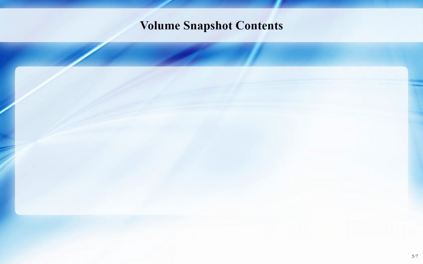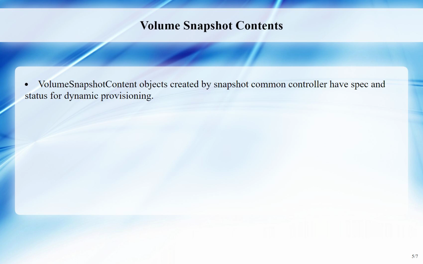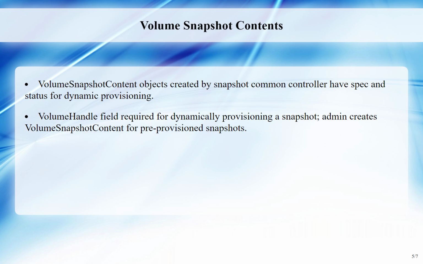Volume snapshot contents. Each volume snapshot content contains a spec and status. In dynamic provisioning, the snapshot common controller creates volume snapshot content objects. The volume handle field is necessary for dynamically provisioning a snapshot and specifies the unique identifier of the volume created on the storage backend. For pre-provisioned snapshots, the cluster administrator is responsible for creating volume snapshot content objects.